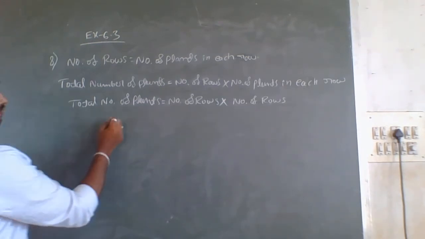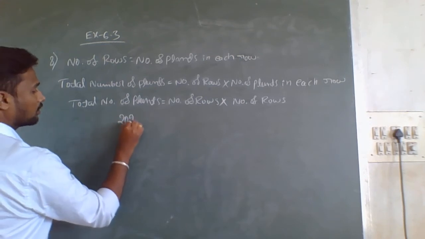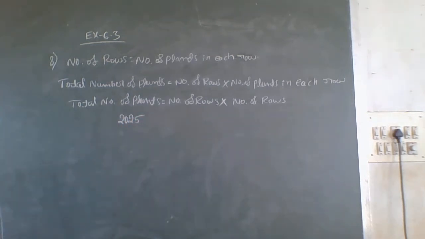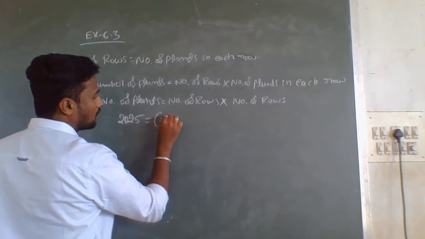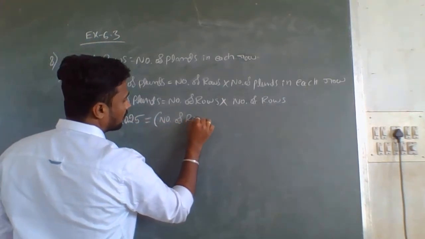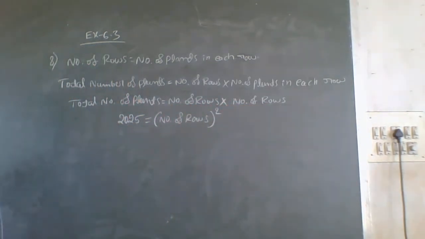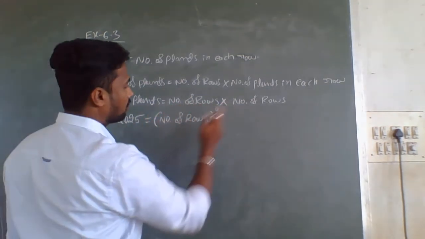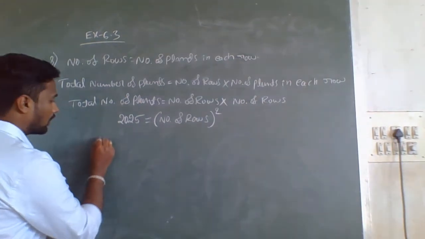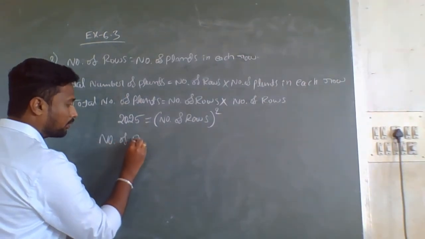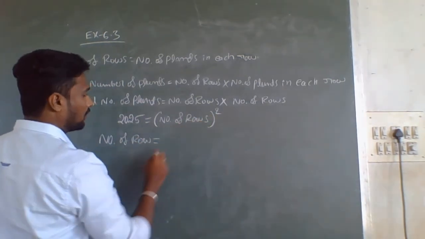The total number of plants they have given is 2025. And the number of rows into the number of rows gives the number of rows squared, because you are multiplying the number of rows twice. So now we are calculating the number of rows. To calculate the number of rows, we will not consider this square value.